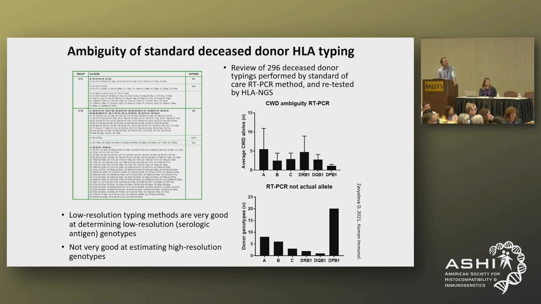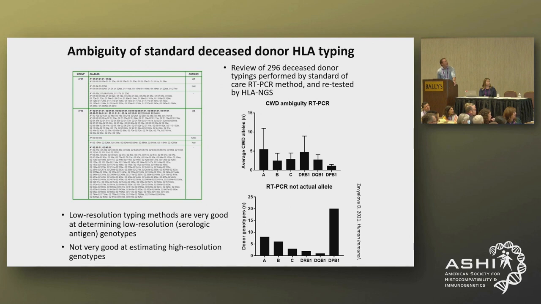The low-resolution testing methods are very, very good at determining low-resolution genotypes. So if you want to predict reactivity against the 120 WHO antigens and maybe another 50 or so well-characterized serologic splits off of that, the low-resolution typing methods are really good at that. However, they're not very good at estimating high-resolution genotypes. So on the right, we have a review of 296 deceased donor typings performed by standard RT-PCR.